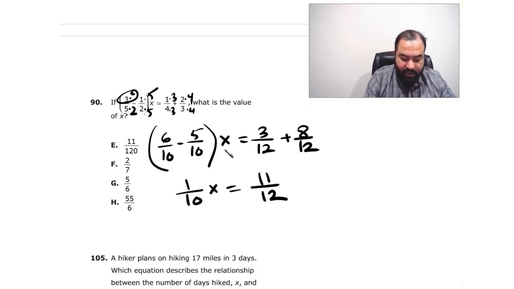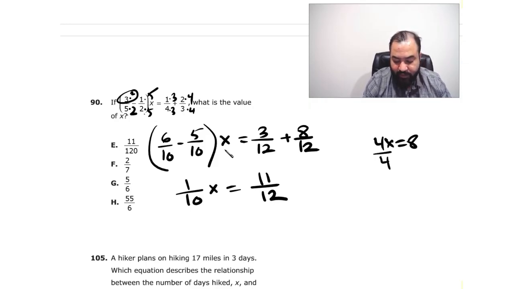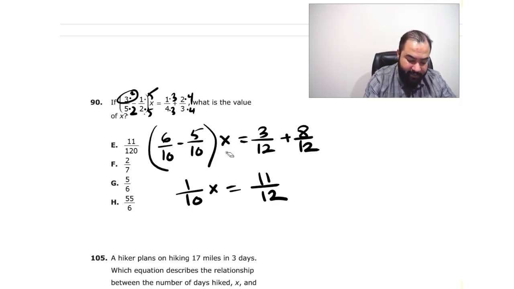Now, how do you solve for x? When we isolate the variable, let's say you have 4x equal to 8. How would you solve for x? Divide both sides by 4. Whatever is next to the x, the coefficient of x, we divide by that. So you could divide both sides by 1/10 like this.